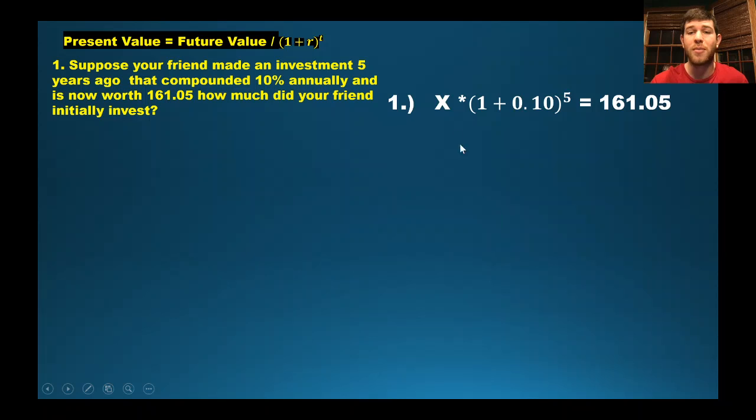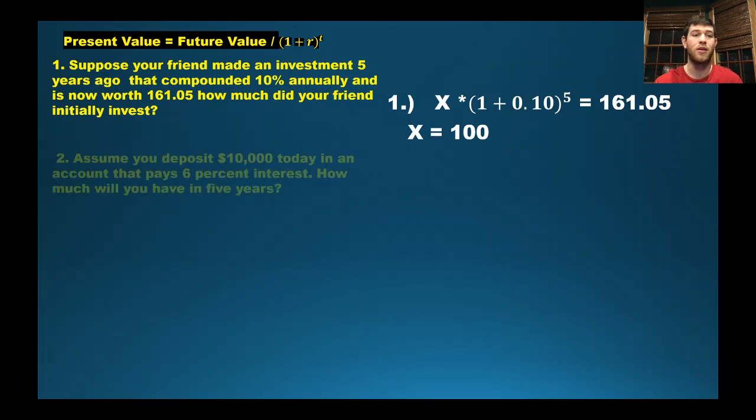So he started with an amount x times (1 plus r), where r is 10%, 0.1, to 5 years, to the fifth, equals 161.05. Now all we have to do is isolate x. We'll do that by taking this (1 plus 0.1) to the fifth and dividing it on both sides, so 161.05 divided by that, and we'll solve the problem and get x equals 100. So our friend started with a $100 investment to get these results.